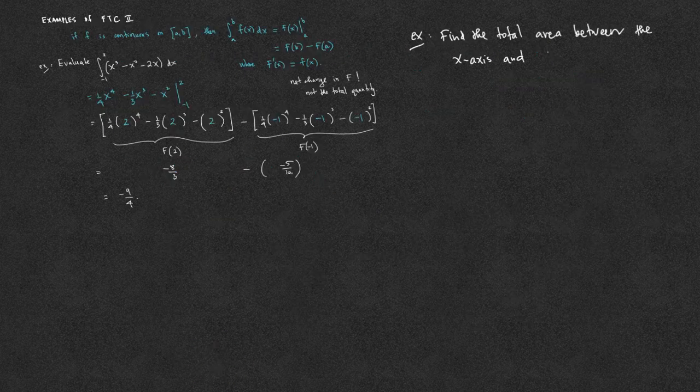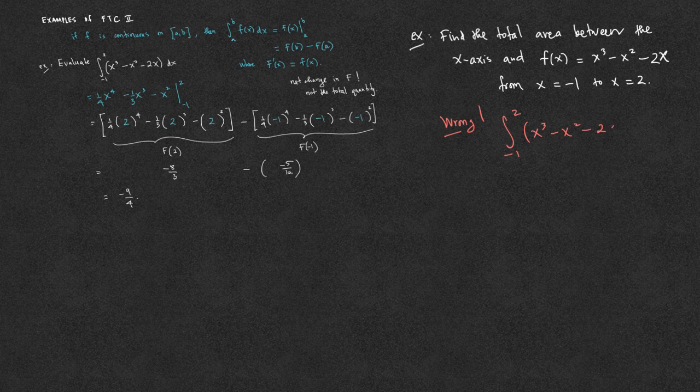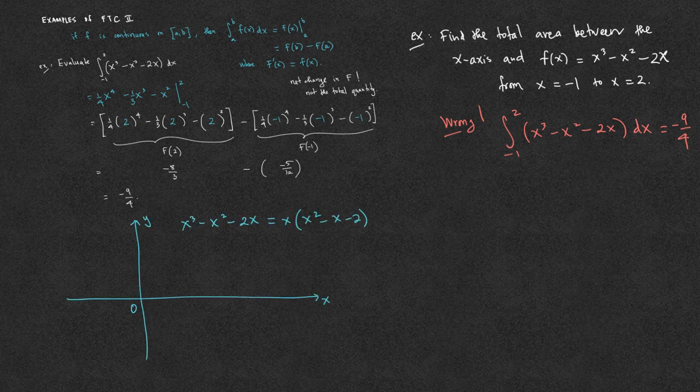Suppose we want to find the area between the x-axis and the curve f of x equals x cubed minus x squared minus 2x from x equals -1 to x equals 2. It would be wrong to set up the area as the definite integral from -1 to 2 of x cubed minus x squared minus 2x dx, because the answer was minus 9/4.